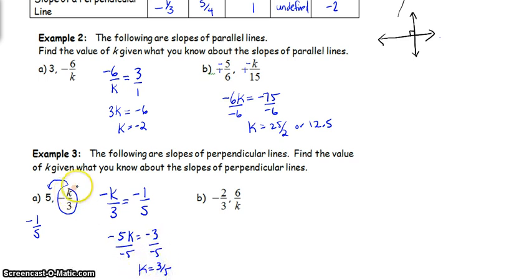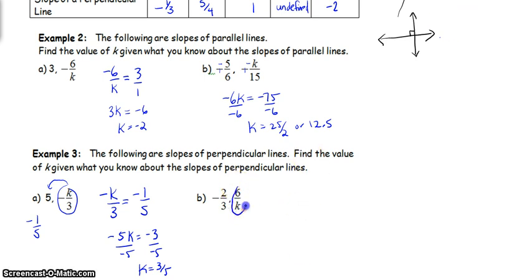If k is 3/5, then we get the opposite reciprocal or perpendicular slope. Same thing here. If you ever have a negative, transfer it to either the numerator or denominator. I like to just always transfer it to the numerator. What you want to do then, here we go.